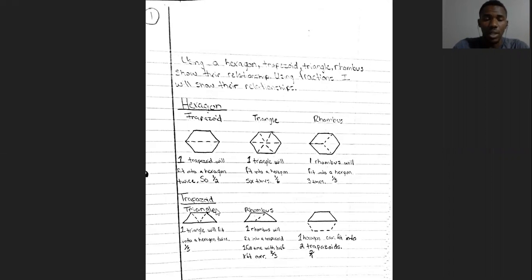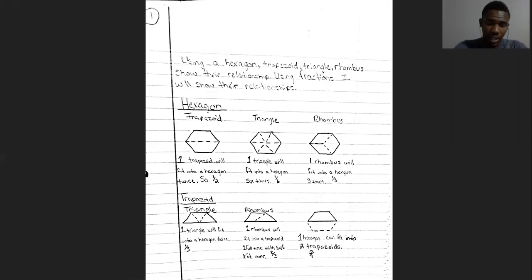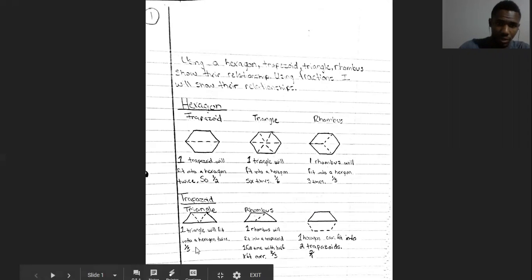Now, let's come down here to the trapezoid. And with the trapezoid, I'll be demonstrating it fitting with a triangle, rhombus, and a hexagon. Now, as you can see right here, the triangle will fit inside a trapezoid 3 times. And since we only have one triangle, our fraction is 1/3.